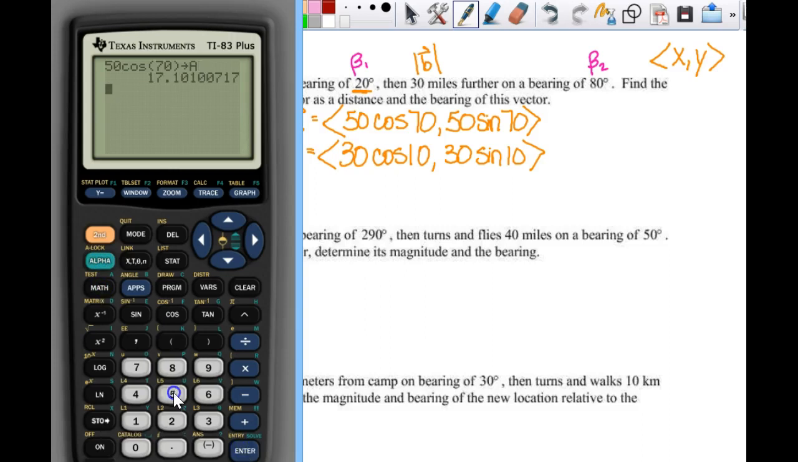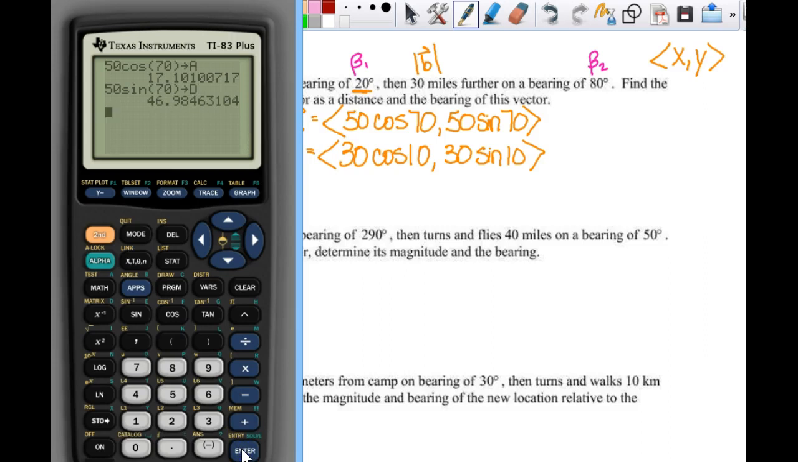And then I'm going to do 50 sine of 70. Close my parentheses. And I want to store that in D because it's right underneath A. So I've got those, right?